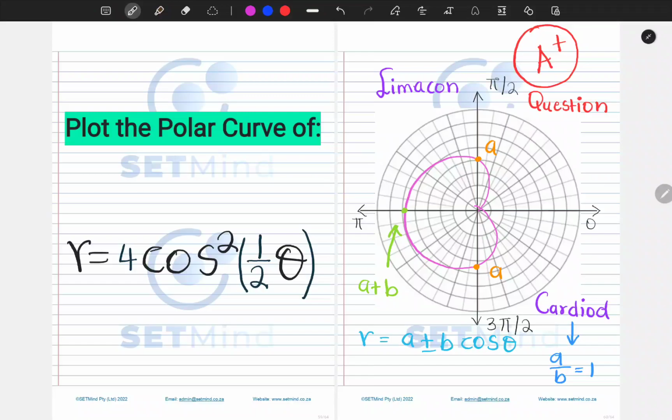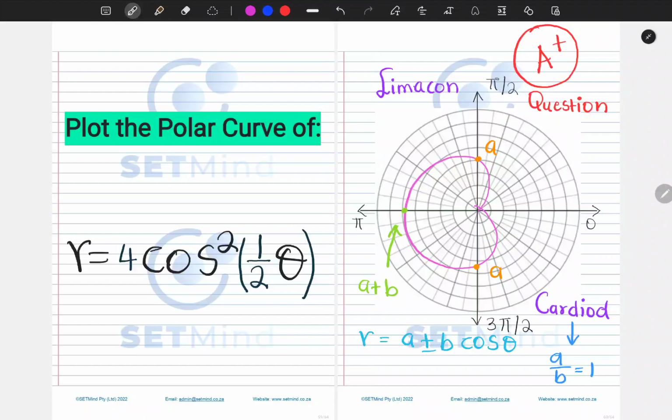Standing out is the fact that this is going to be a Limacon. This might be an A+ question. What does that mean? I'm not even sure myself. This will be a cardioid, as you can see on the bottom right of my screen. How did I figure that out? It is because A divided by B will be 1. Then I have the general form, r equals A plus or minus B cos of theta.